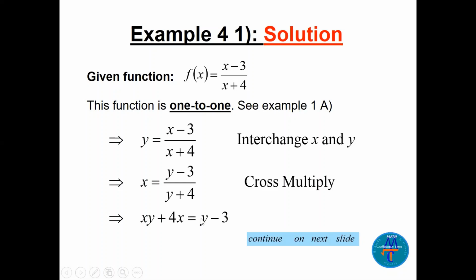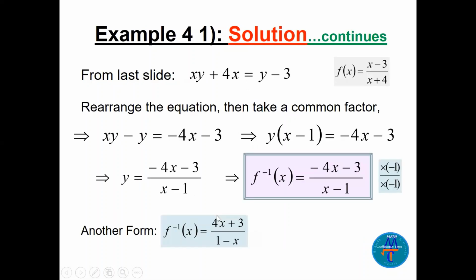So what do we do now? We need to solve for y. So this is a y. Take the y terms to one side and the x terms to the other side. All right. So we rearrange the equation. Take y as a common factor, then in brackets (x minus 1) is equal to minus 4x minus 3. So this is the y: (minus 4x minus 3) divided by (x minus 1). That's the inverse.